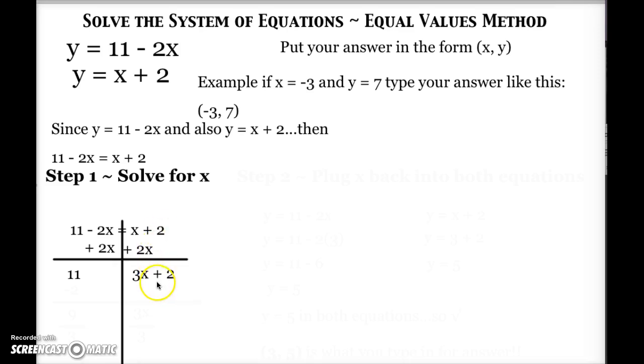After I've gotten all my x's to one side of the equation, the next step is to get the numbers to the other side of the equation. I have a positive 2 with my 3x. I have to make a zero pair with that, so I'm going to add a negative 2 to both sides.